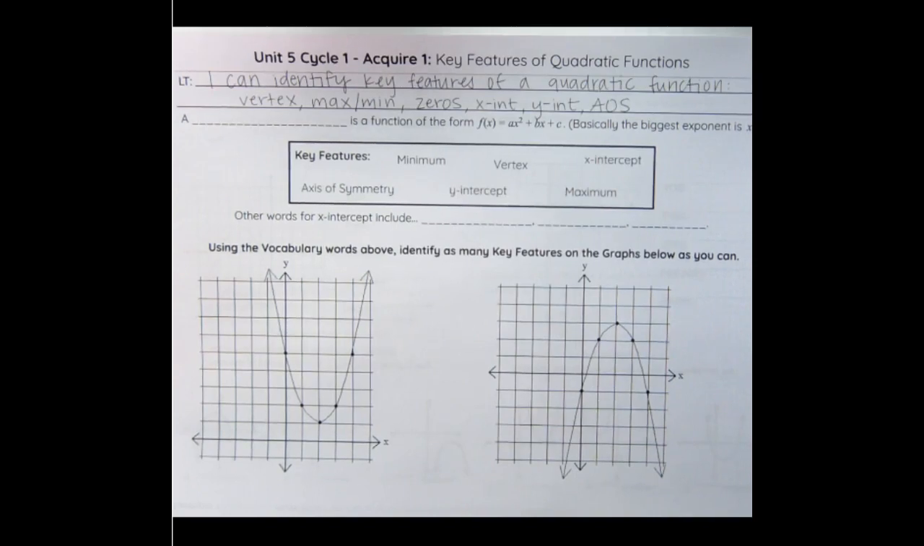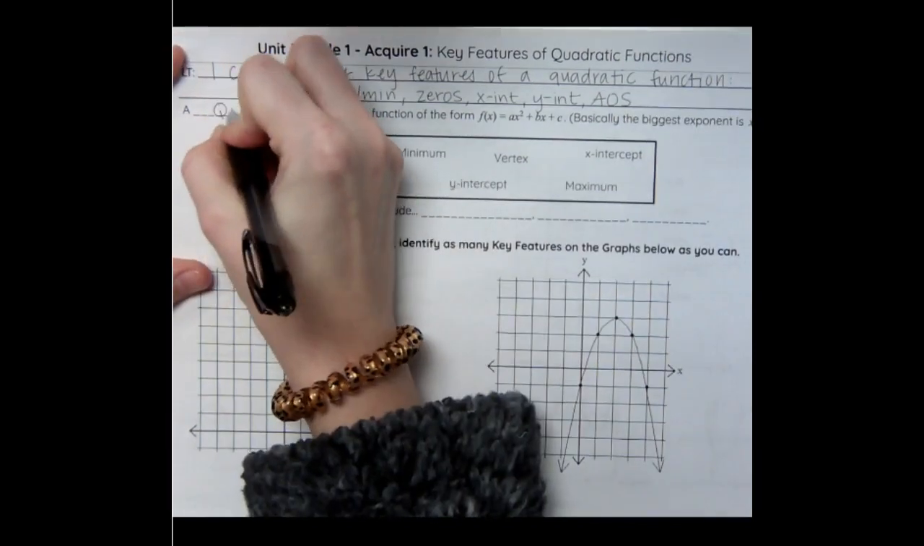Okay, hopefully you've written down your learning target. We're going to jump right into the notes. When you're taking notes, you should take notes to the best of your ability. If that's using colors or highlighters, circling, boxing, writing things on the side, do it. These are your notes. Very first thing, a quadratic.